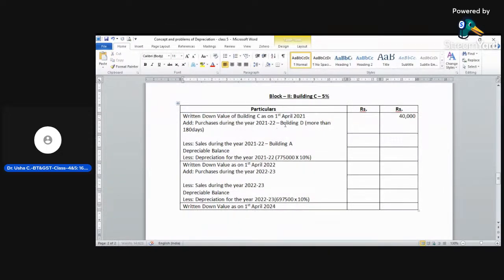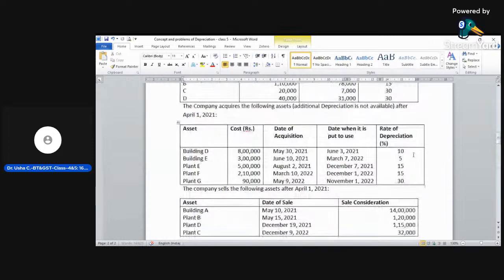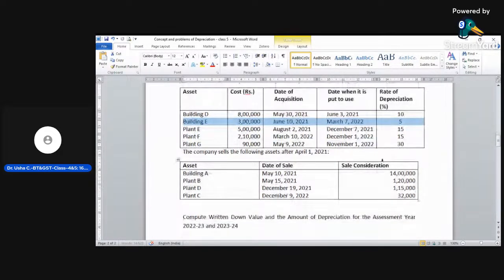Then add purchases during the year 21-22. Is there any asset purchases with respect to 5%? Yes, building E is purchased. Building E is purchased for 3 lakh on June 10th, 2021. That means it is purchased in the year 21-22 only. But it is put to use on March 7th, 2022. That means in the same year they have put to use, but not more than 180 days. So when it is not more than 180 days, we have to charge half of the depreciation.